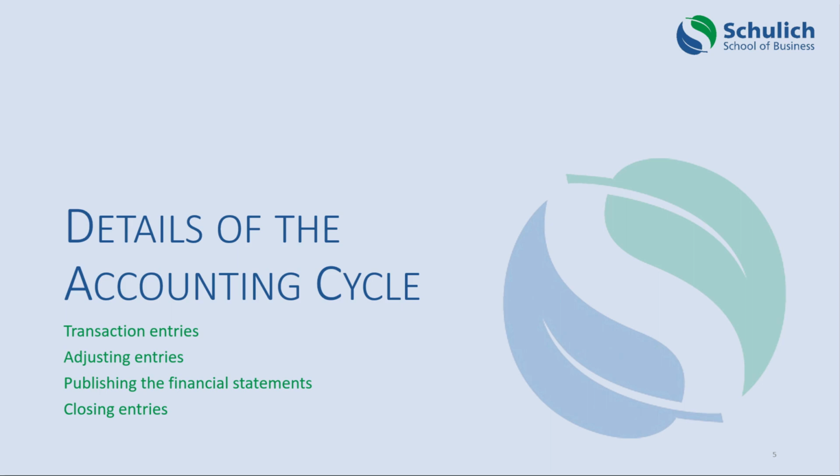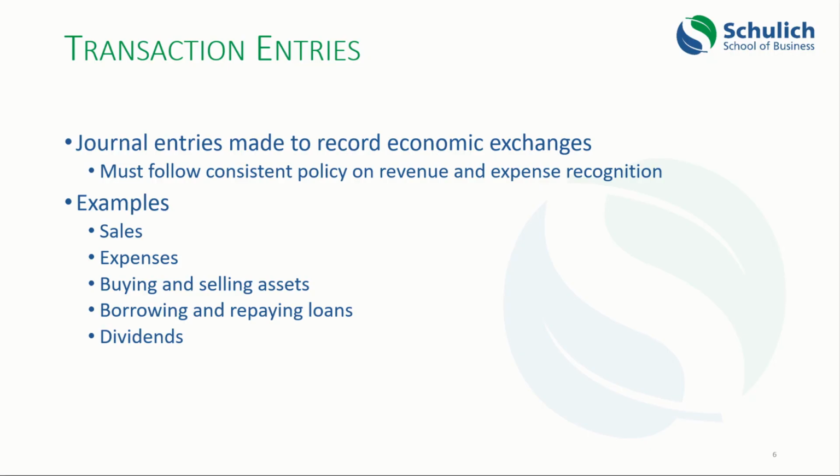Let's take a bit of a closer look at the accounting cycle. This is not going to be as detailed as the bookkeeping video, but it will help you make connections between the things we talked about in that lesson and the various steps of the accounting cycle. The transaction entries are a type of journal entry. These are the combinations of debits and credits that record economic exchanges between the company and other organizations or individuals.